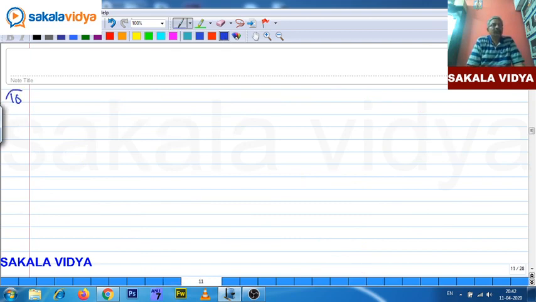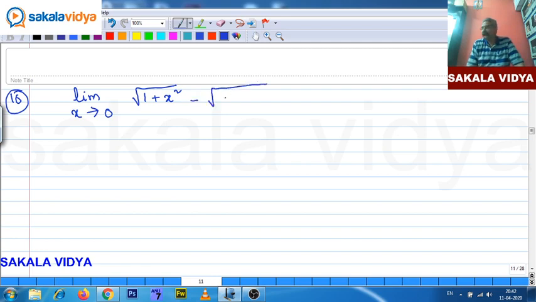Now, the 10th question. Limit x tends to 0, root of 1 plus x square minus root of 1 minus x plus x square upon 3 power x minus 1 equals to.